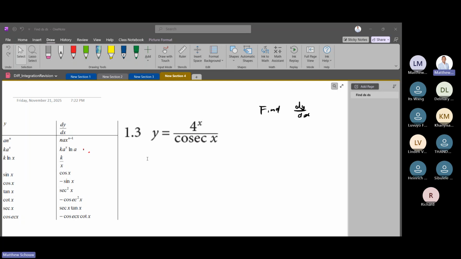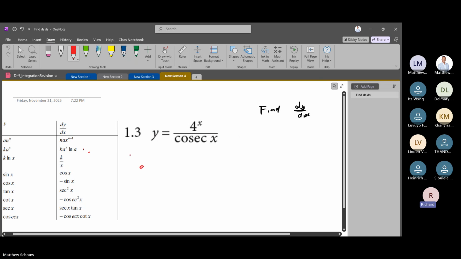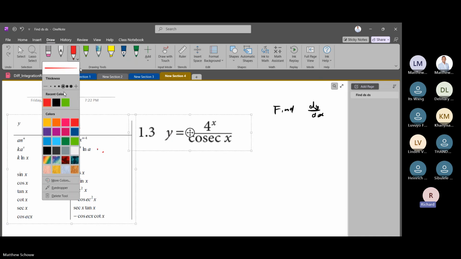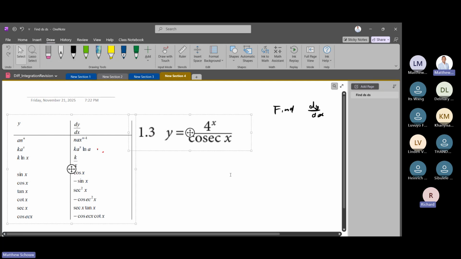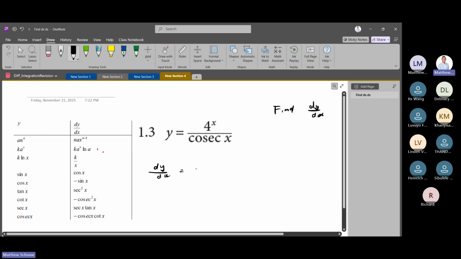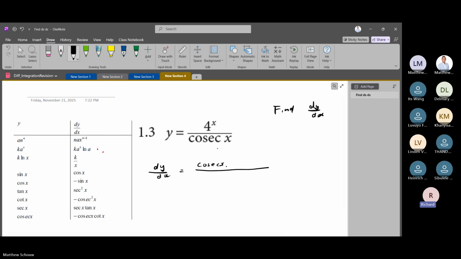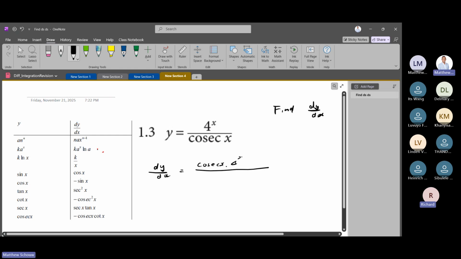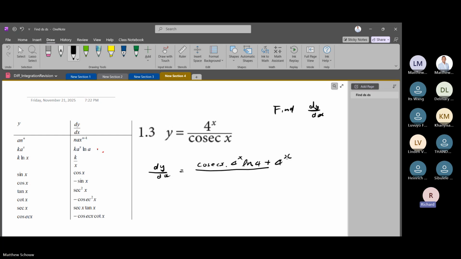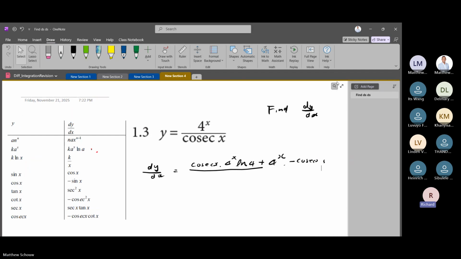Sir, maybe I can take you through it so that you can see whether my reasoning is right or not? 100%. So dy/dx equals, talk to me. Okay, so what I have is cosecant x times 4 to the power of x, natural log of 4, minus 4 to the power of x times negative cosecant x cotangent x, over cosecant squared.